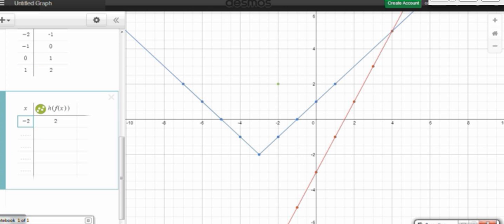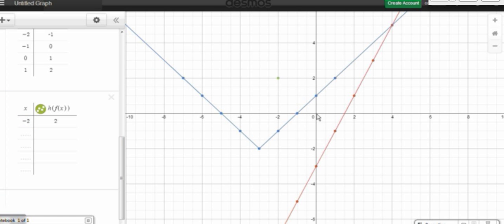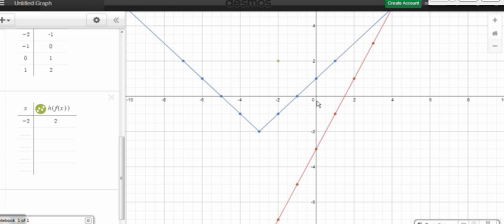There it is in green. We have that 1 point. So that was a lot of work just to get that 1 point. And we need to have lots of points so we get the general shape of the graph.